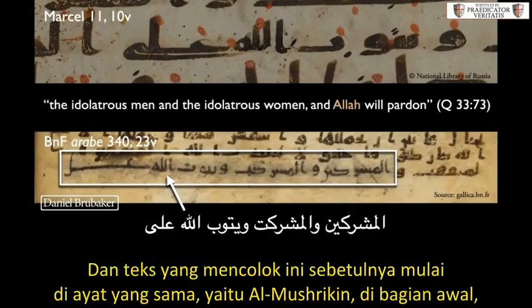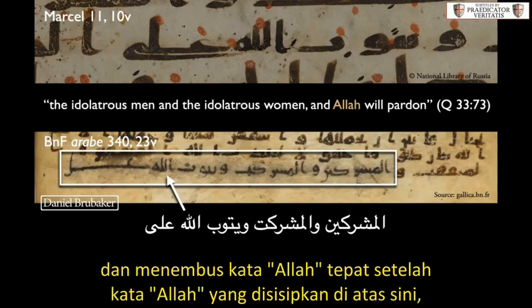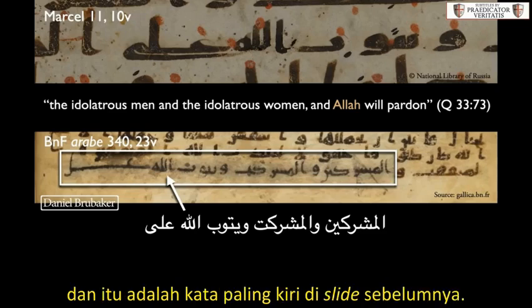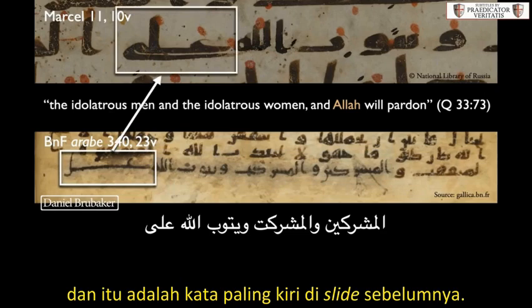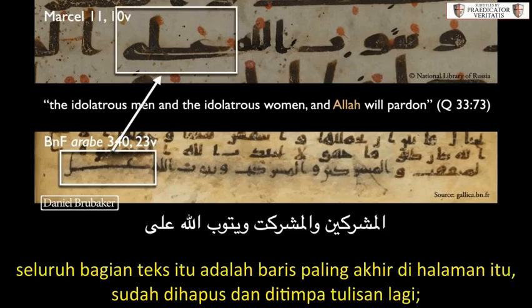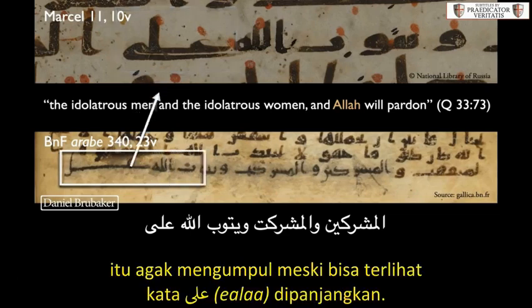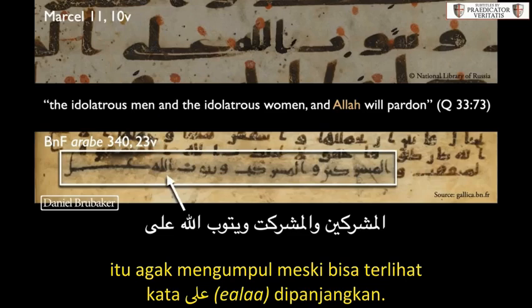And the superior text here starts in the same verse, actually, of al-Mushrikeen at the earlier in the verse, and it goes through the word Allah, which is right after the word Allah that was inserted above here, and that is the leftmost word in the previous slide. So this whole portion of text, it is the last line of the page, has been erased and overwritten. It's a little bit bunched in, although you see it is stretched out.